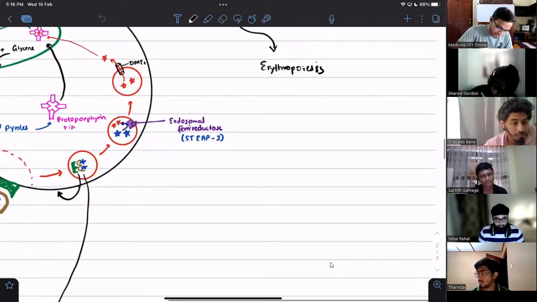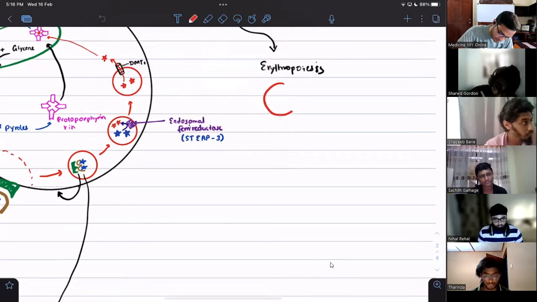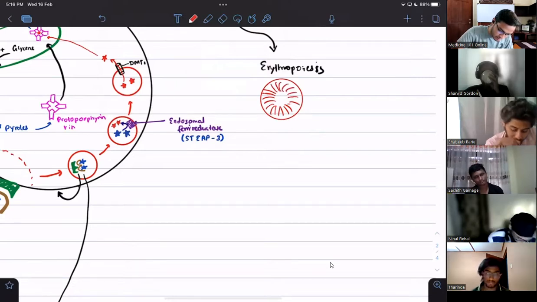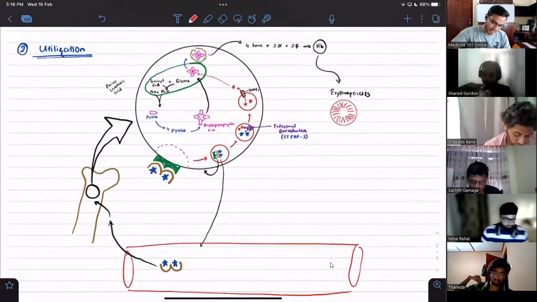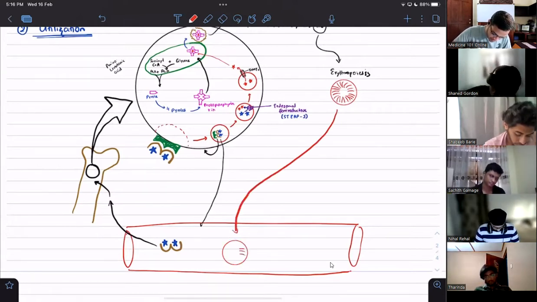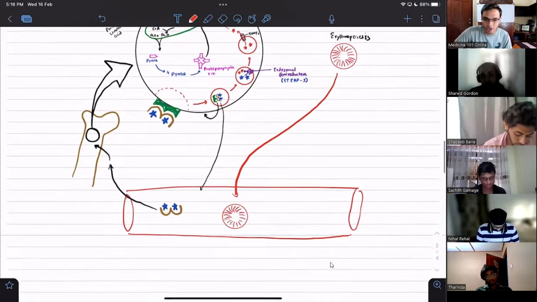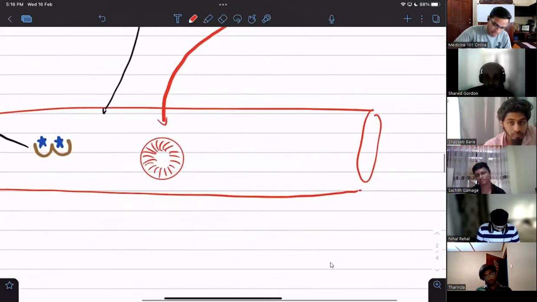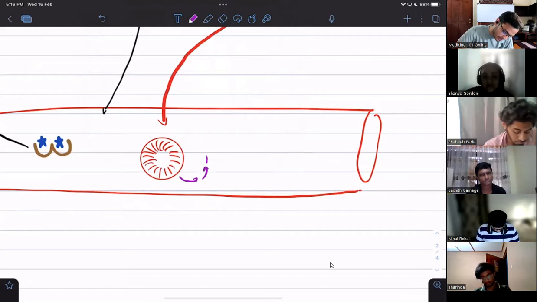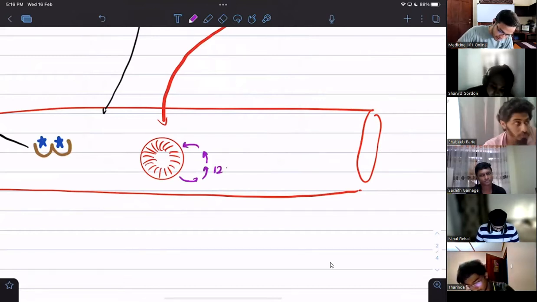So let's say we have made an RBC. We have made a nice RBC, something like that. That RBC will come into the blood. What is the lifespan of an RBC, guys? 3 months. Yeah, about 120 days. So this will be in circulation for about 120 days.